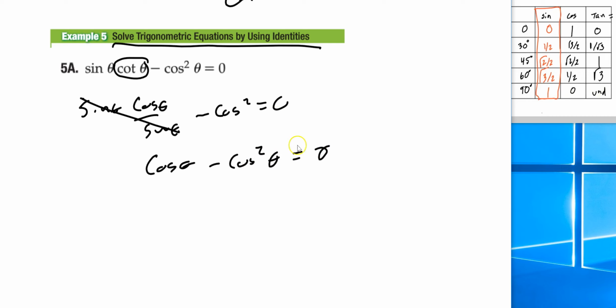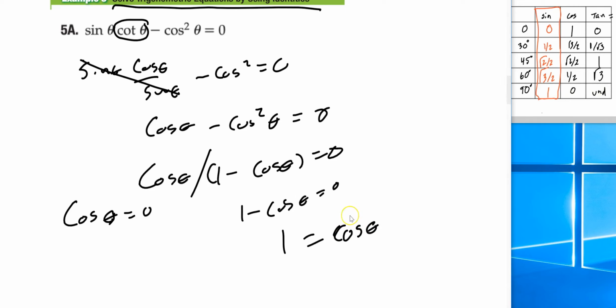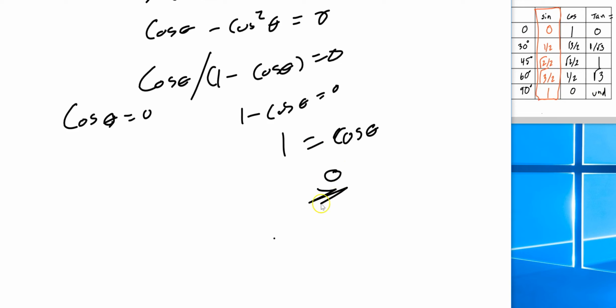Now remember the way we solved it, so you go to 0, is you factor it. These both have a cosine. And now you could split it and solve. Cosine theta equals 0. We'll talk about that in a second. And 1 minus cosine theta equals 0. Add cosine to both sides, 1 equals cosine. So, two ways to solve this. Now that we have cosine theta equals 1, you could use your table here. If you notice, cosine equals 1 at 0.